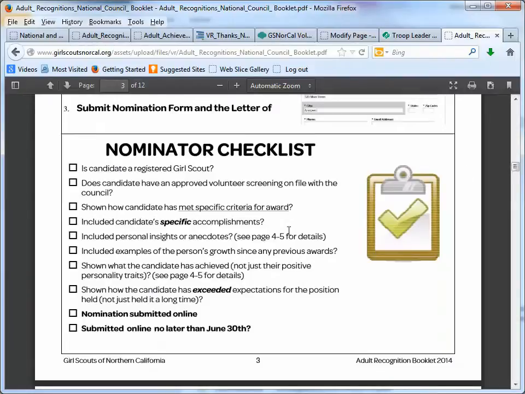Page 3 has the nominator checklist. So if you're nominating someone for an award, you should go through this checklist and make sure that you have done all the steps and that the candidate meets the criteria for the award.